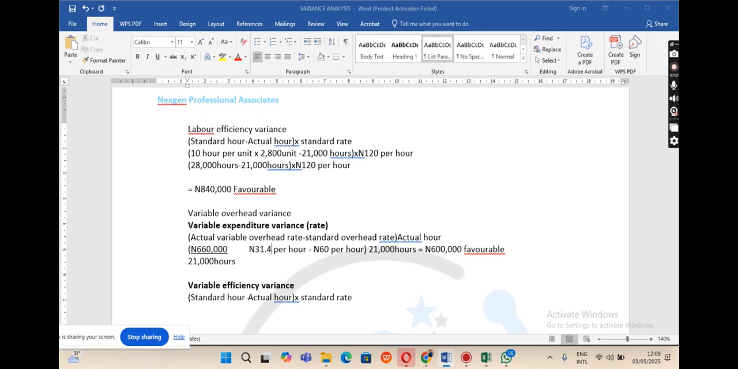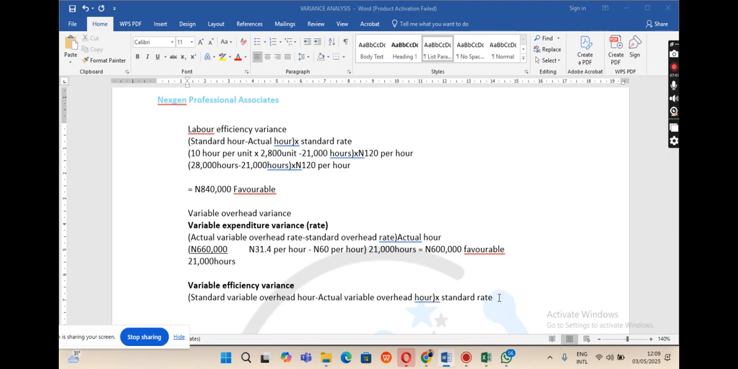660 divided by 20. What you have, you look at it. Is it favorable or adverse? Minus 60 times 21,000. Put your figure. So the formula is: standard variable overhead hour minus actual variable overhead hour, times standard rate.